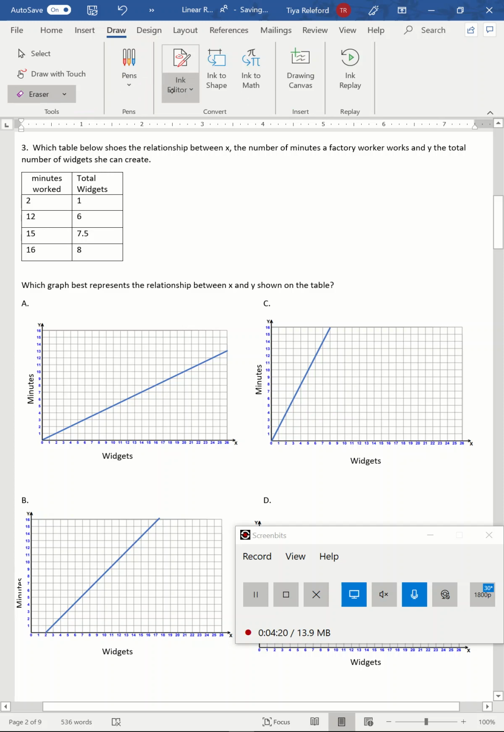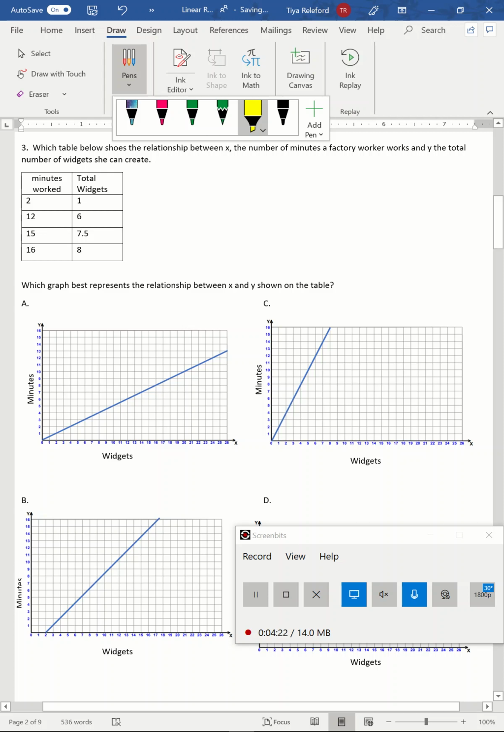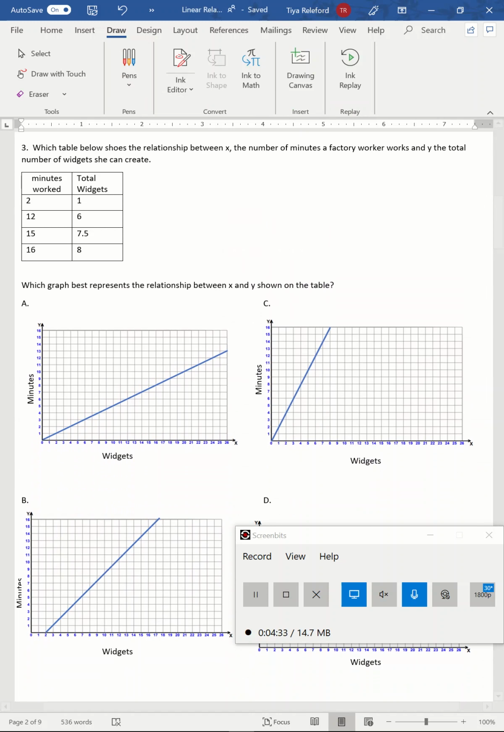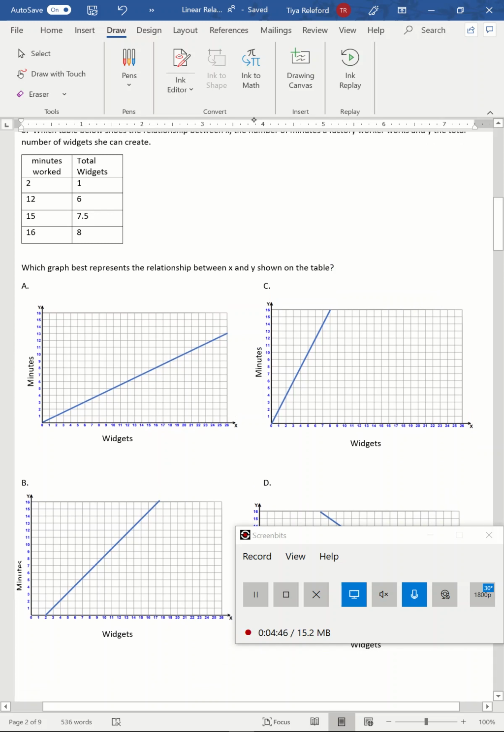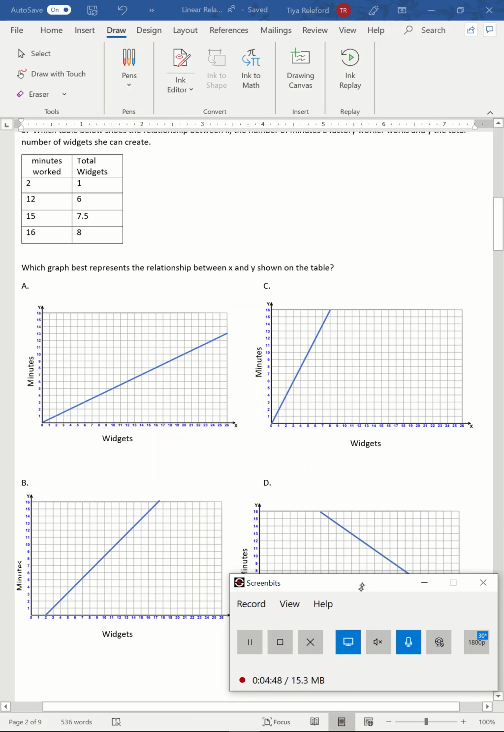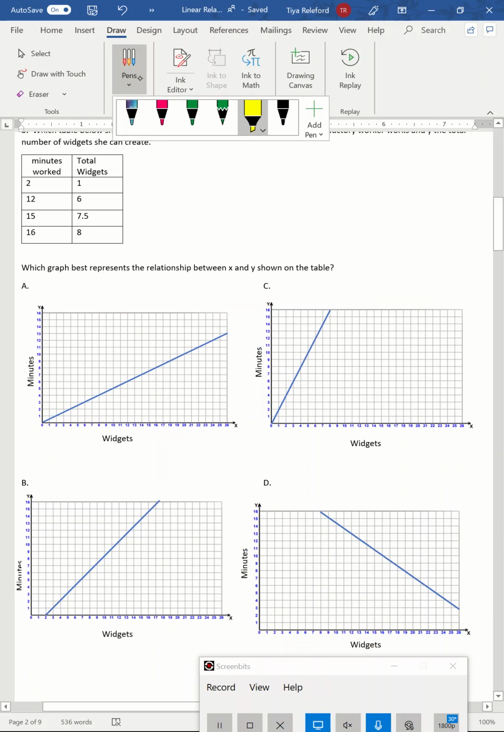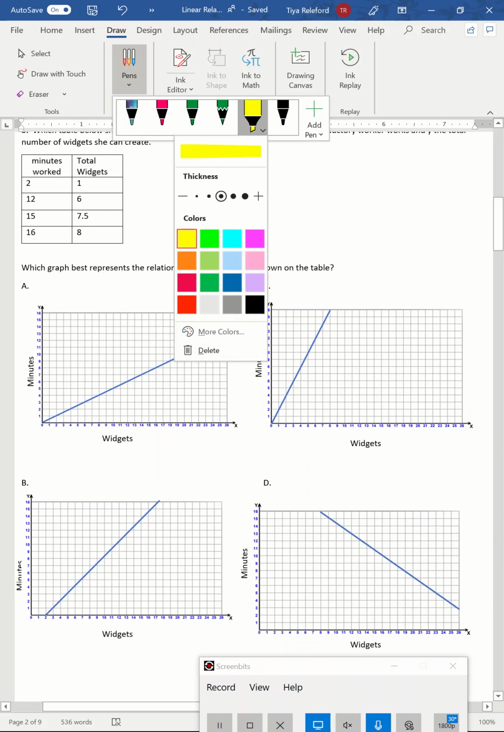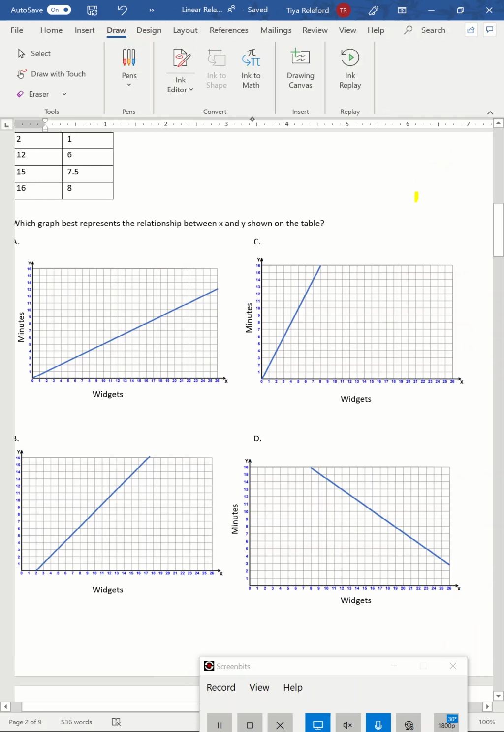All right, C says, which table below, I think it's supposed to say, the table below shows the relationship between x, the number of minutes a factory worker works, and y, the total number of widgets she can create. Which graph best represents the relationship between x and y on the table? So, first things first, you're going to highlight the y-axis on all of them.